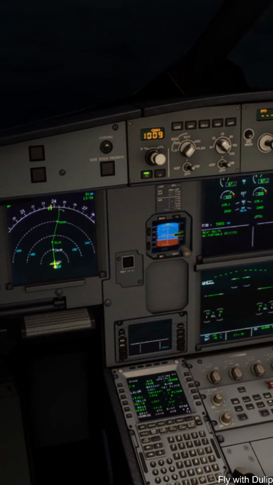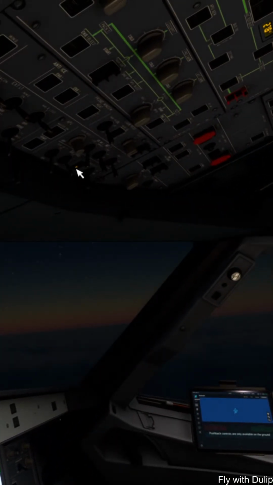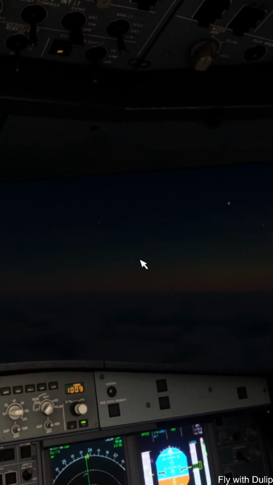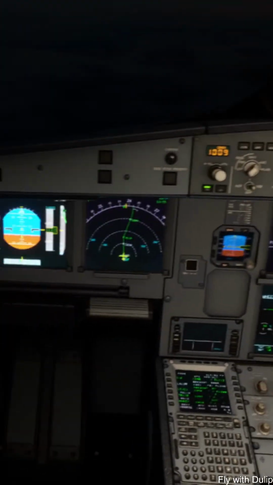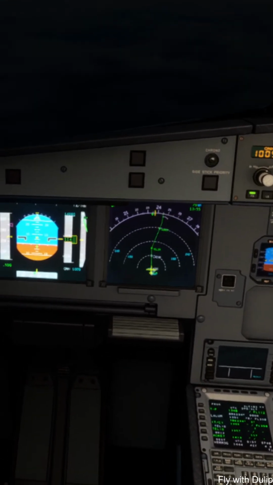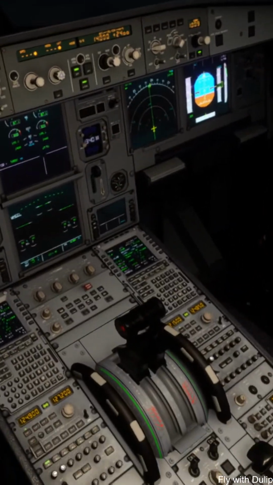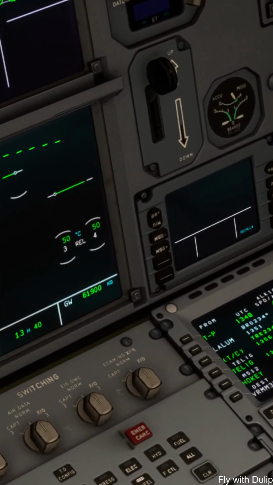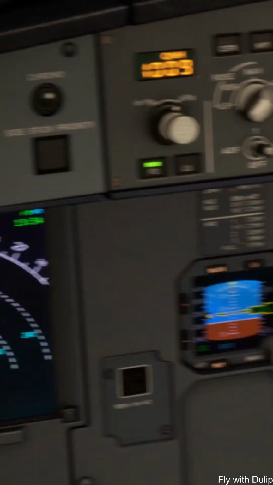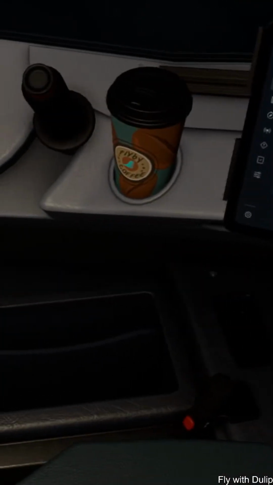So right now we are passing 10,000 feet. I think brakes were hot during that time, maybe because of the speed, but now it is completely okay. They have a red portion.